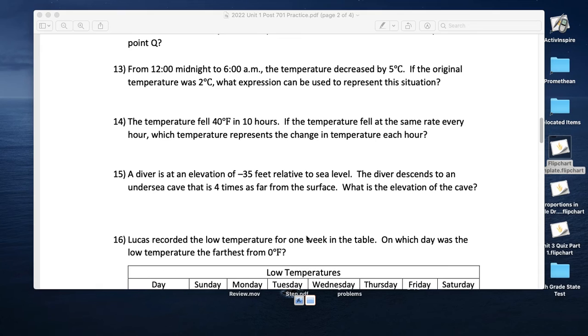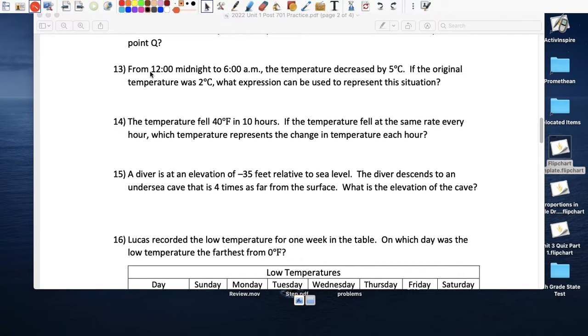13. Okay, so what does 13 say? From 12 midnight to 6 a.m., the temperature decreased by 5 degrees. If the original temperature was 2, what expression can be used to represent the situation? So what's happening here? At 12 midnight, 12 a.m., the temperature was 2. So let me write that. Temperature was 2, because it says here, temperature was 2 degrees. And then something happened. It was a decrease by 5, right? It says decrease by 5, so we're going to use plus negative 5.